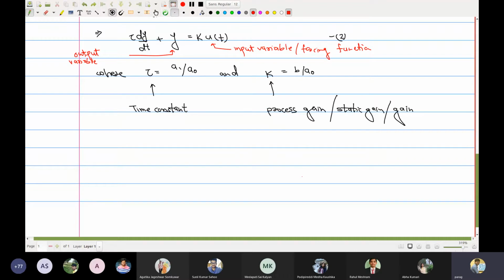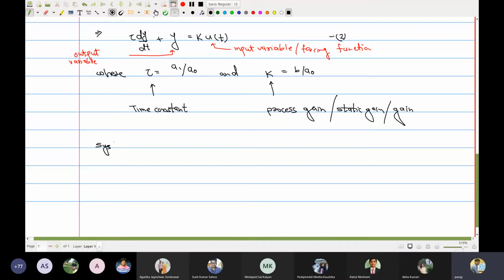Right, now we can do a transform domain analysis of equation 2 directly, but before doing that, we do a small mathematical trick which will make our life easy, and we analyze the system.